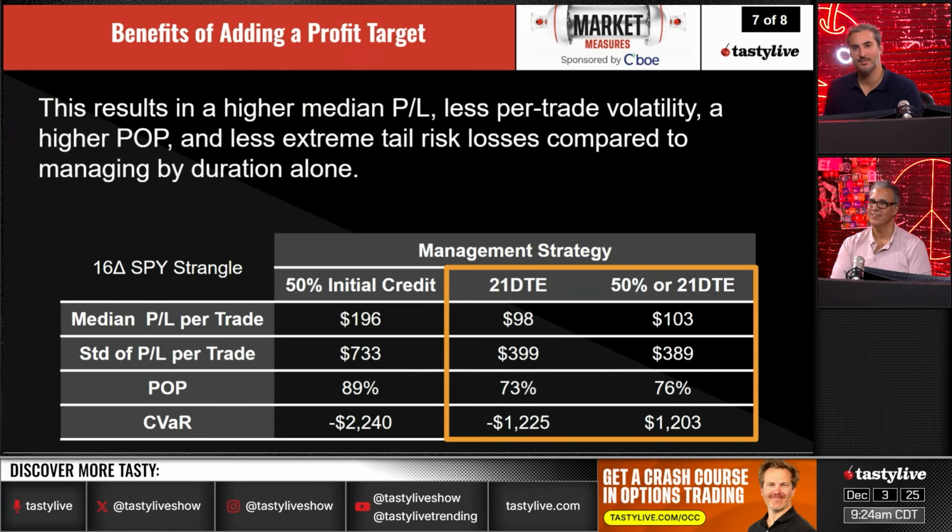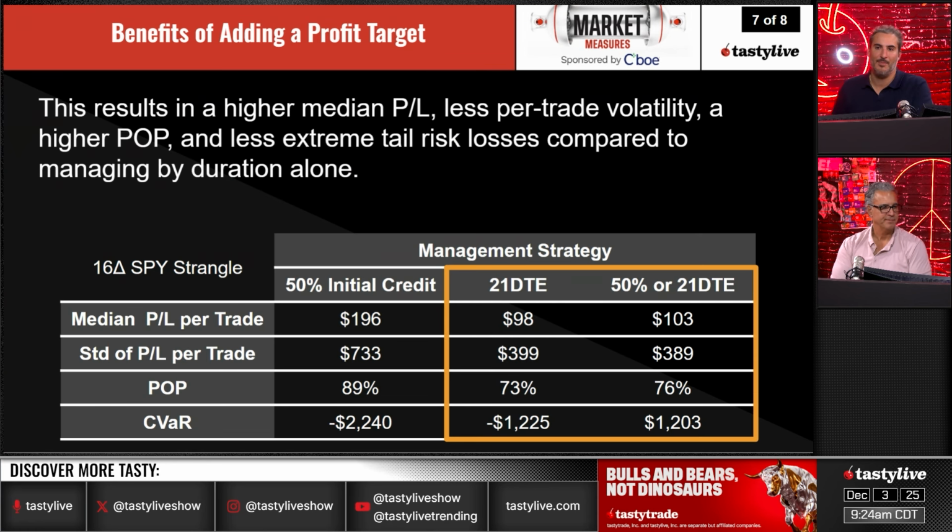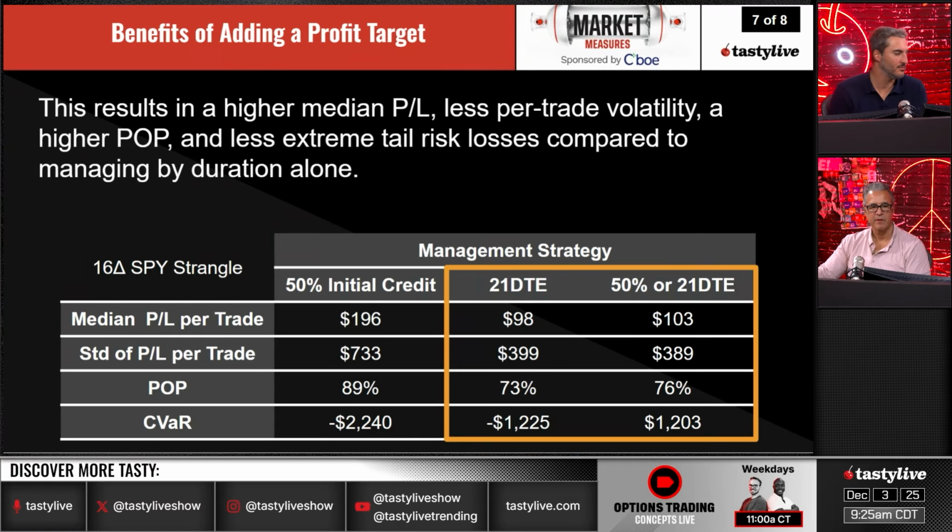That's good. Overall, this results in a higher median P&L, less per trade volatility, a higher pop, and less extreme tail risk losses. This is when you are incorporating both 50% management and 21-day. One of the two, those are your management techniques. That's your very basic mechanics that you should be incorporating into all your strangles across the board. A couple takeaways here, and then we'll get to the board.